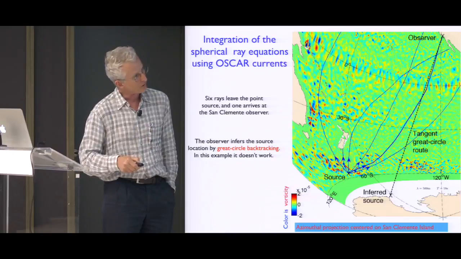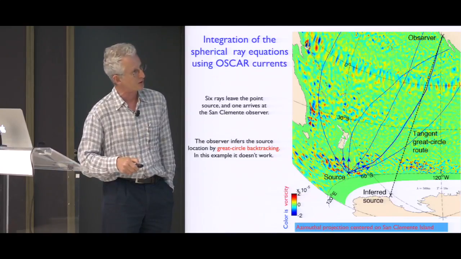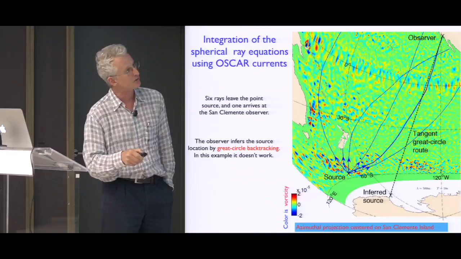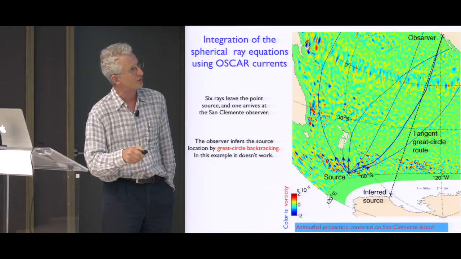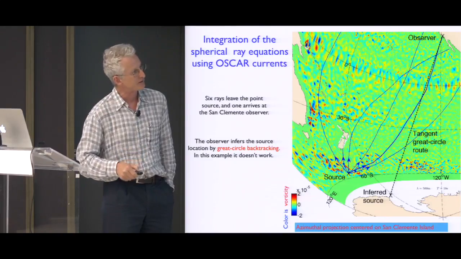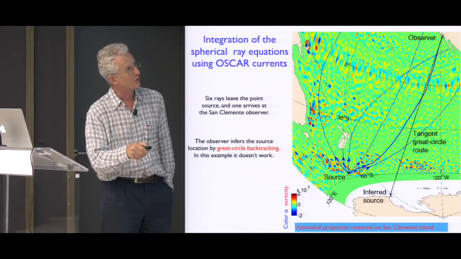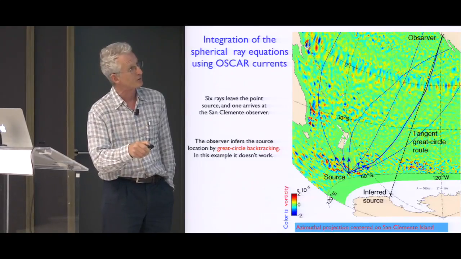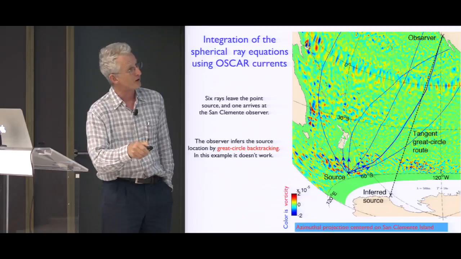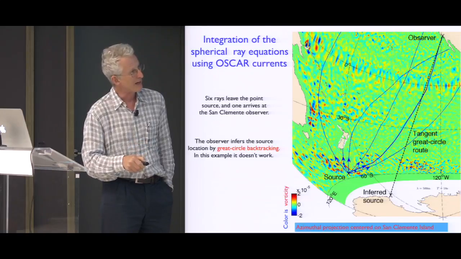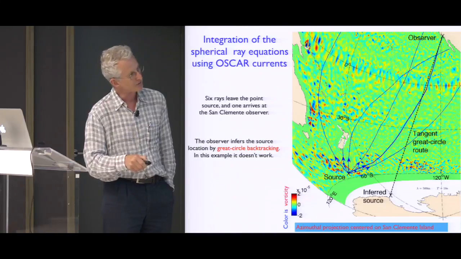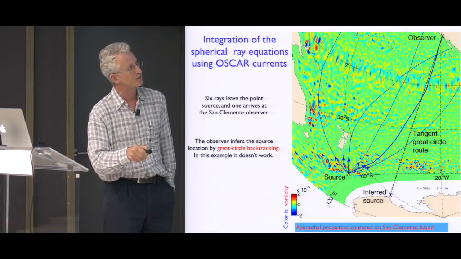paths. So here's a source, which is a point source at the moment. Here is the observatory, which is the buoy 46086. And this is one of these azimuthal projections where a great circle passing through the observatory would be a straight line. So in this map, we have shot six rays from the source. One of them has gone through the observatory.